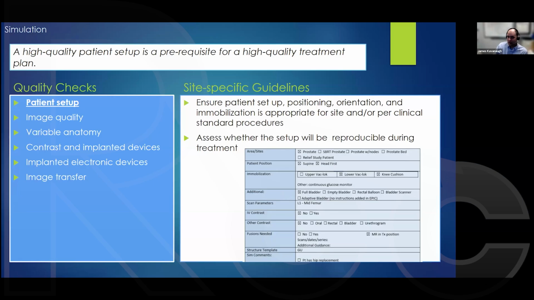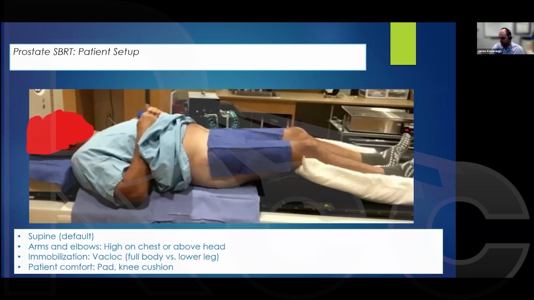And then the day of, or if it's an early morning sim, the night before, it is reviewed in a checklist form directly between RTTs and the physician to make sure that nothing has changed and that we're doing things correctly. Part of that is we want to be as efficient as possible, and we really don't want to inconvenience our patients by having to redo things or have suboptimal information for the sim.